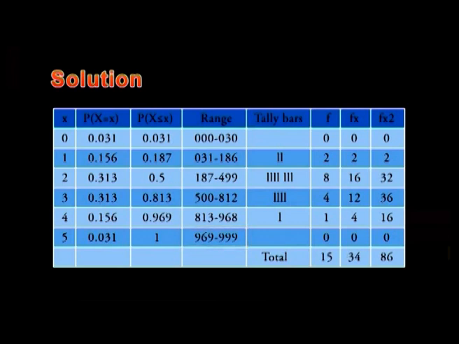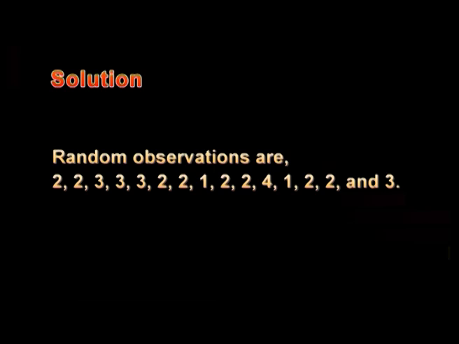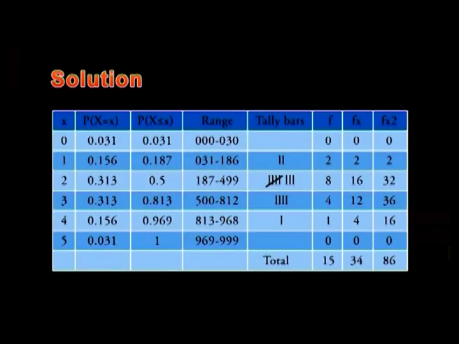Now, using the random numbers given in the problem, we can generate random observations from the binomial distribution as 2, 2, 3, 3, 3, 2, 2, 1, 2, 2, 4, 1, 2, 2 and 3. To compare the population mean and variance with sample mean and variance, we calculate 3 more columns f, f into x and f into x square and find the corresponding totals. Now let us find the population mean and variance.